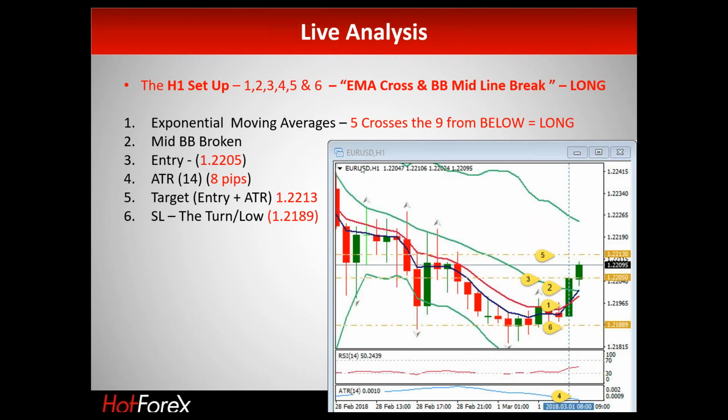122.05, whatever this is, euro dollar at whatever time this was. This was 9 o'clock on the 1st of March, by the looks of things. Okay, so that was the entry. That's the price we got, 122.05.